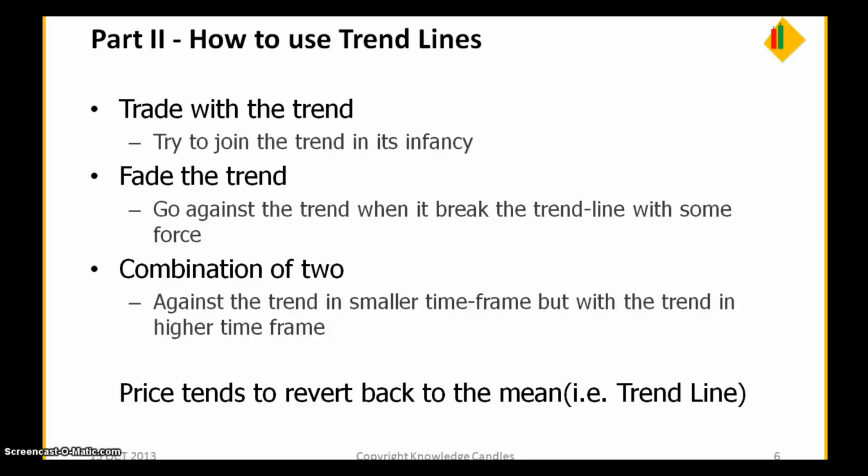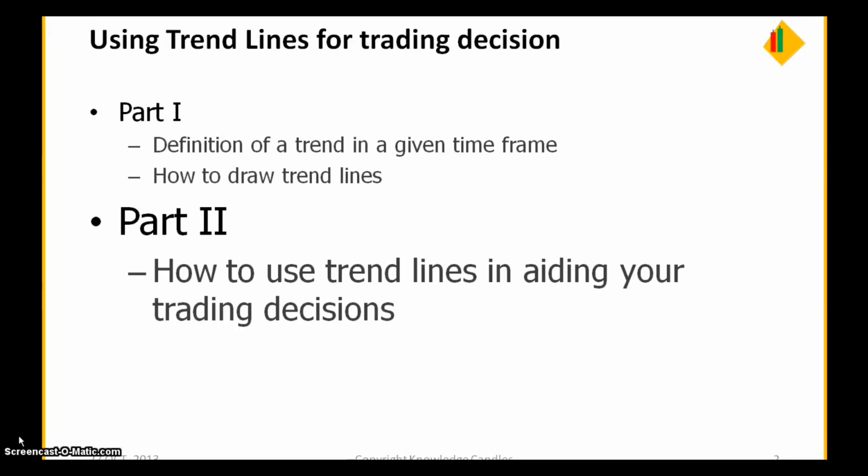The third approach is to use a combination of the two. So you look at 2 different time frames, find trends in 2 different time frames, and go against the trend in shorter time frame to join the larger time frame. So we'll talk about these 3 approaches to using trend lines for making strategy and to make your trading decisions.